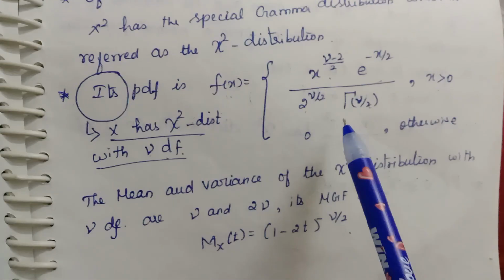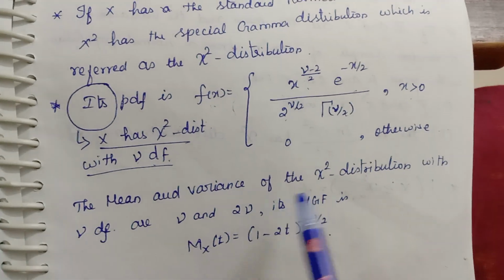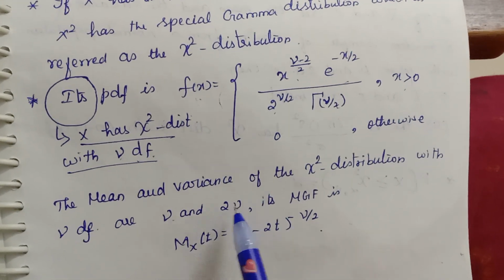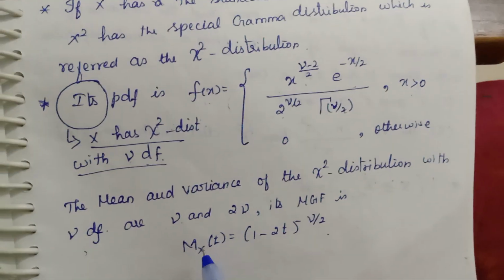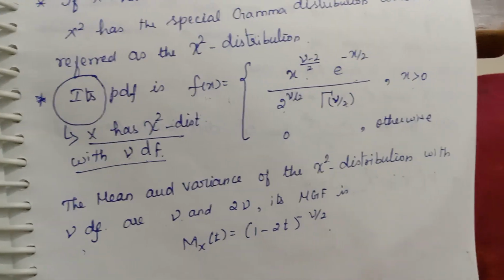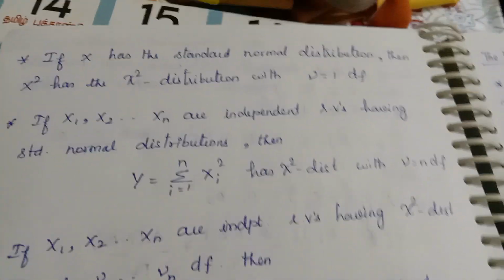Right, so this is the PDF of the chi-square distribution with nu degrees of freedom, and the mean of the chi-square distribution is nu and the variance is 2 nu. What is this nu? Degrees of freedom. And the moment generating function is given by M_x(t) = (1 - 2t)^(-nu/2). But in sampling distribution, when will we arrive at the chi-square distribution? That is the question here.